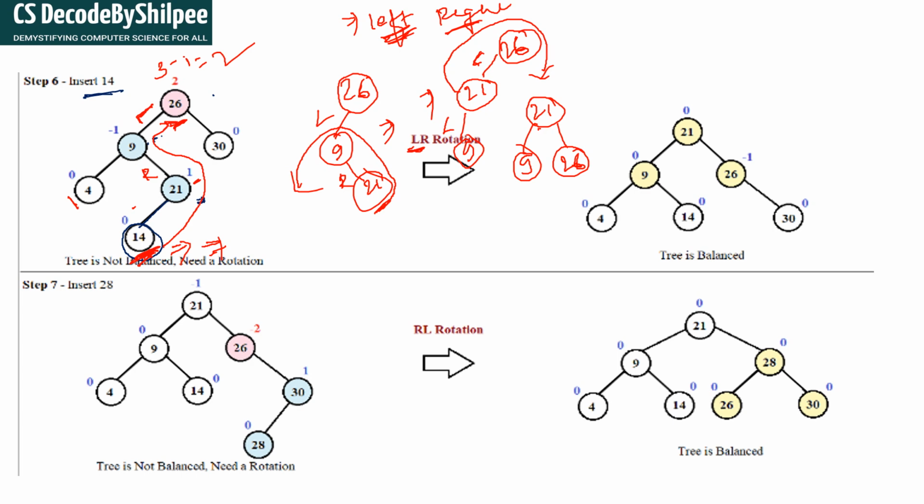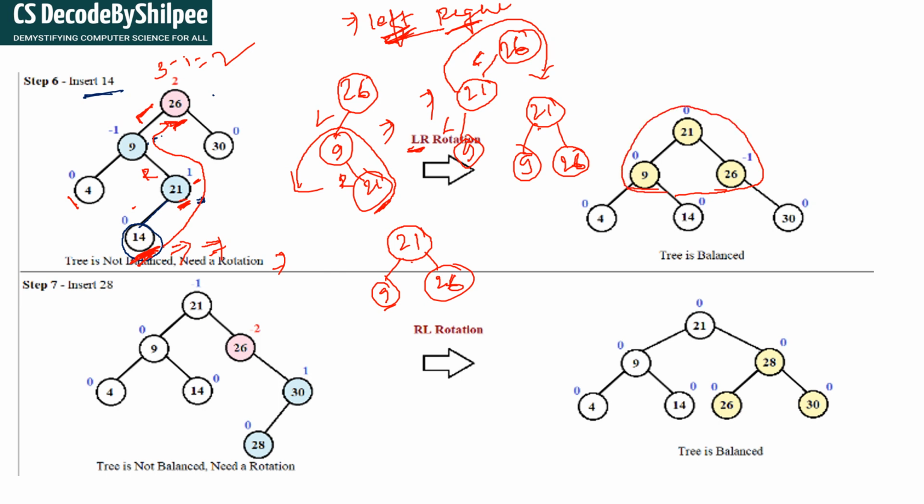But now I am going to explain the shortcut method. In the shortcut method, what will you do? Directly 21 will become the root. Whatever the last node is, that will become the root. And 9 becomes the left child and 26 is the right child. Here we are performing RL. So after the final rotation, we got this tree.